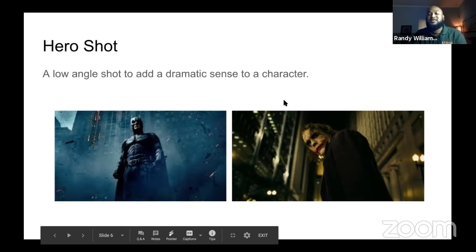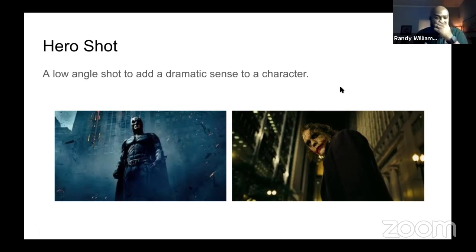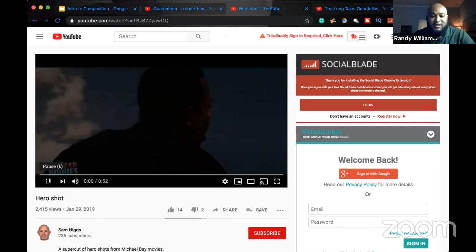So this is a hero shot. A hero shot is not just showing the hero. It's basically a low angle shot to add a dramatic sense to a character or a dramatic reveal. So it's just a lower angle pointing upward on any subject. They use it for commercial shoots for products, whatever the case may be. It's a really famous shot. They use it a lot. So we have an example on this one too. Hero shot. Just a montage of like.